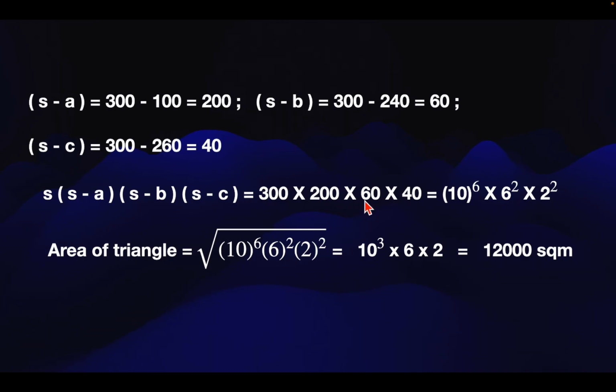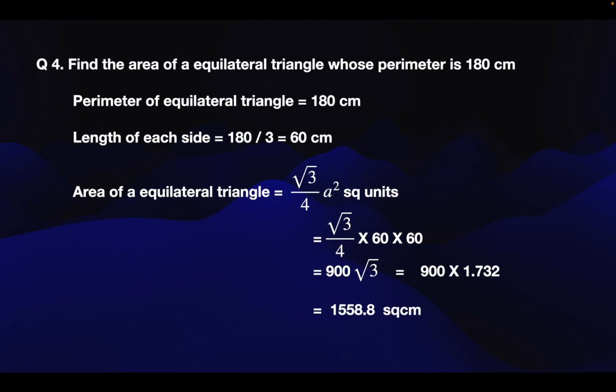3 2s are 6 and here is 6. So 6 square. 4 we will write it as 2 square. Okay. Now here square root of this will be 10 raised to 3. 6 divided by 2, 3. Here square root of 6 square is 6. Square root of 2 square is 2. Multiply this, you get 12,000 square meters as the answer.